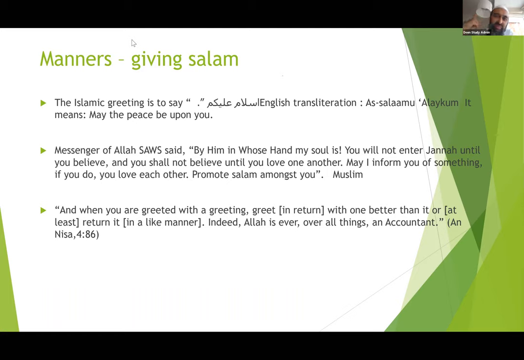So, you meet someone, you smile, and say assalamu alaikum, brother, or assalamu alaikum, sister, and that kind of thing. It's a nice thing. It makes someone feel special, makes you feel important. So it's a nice way to try and do that as much as we can, inshallah.